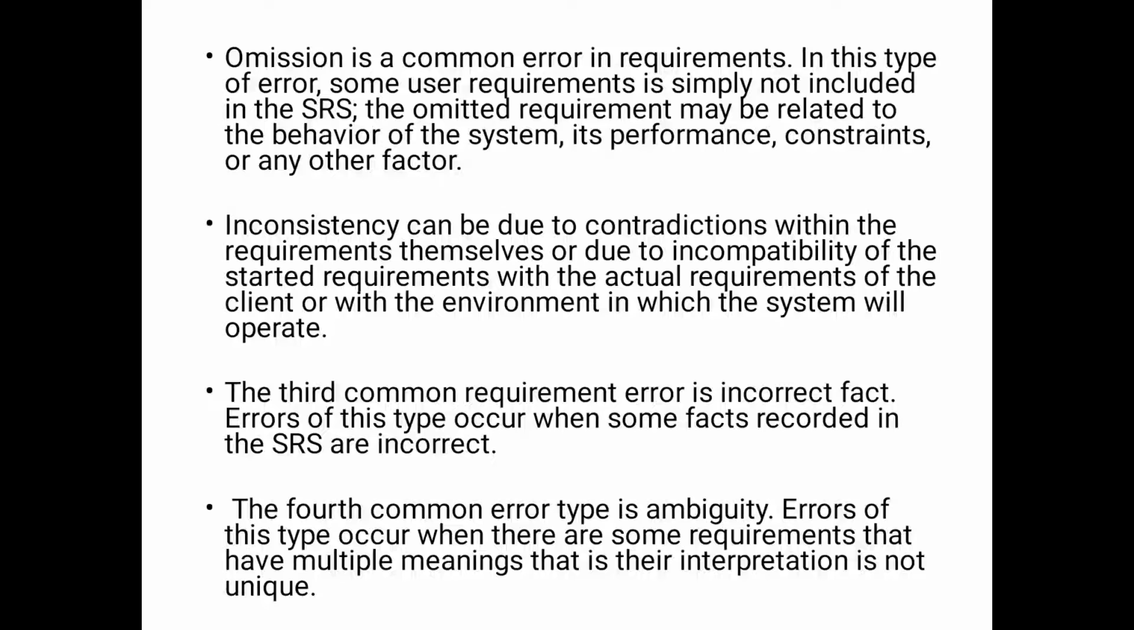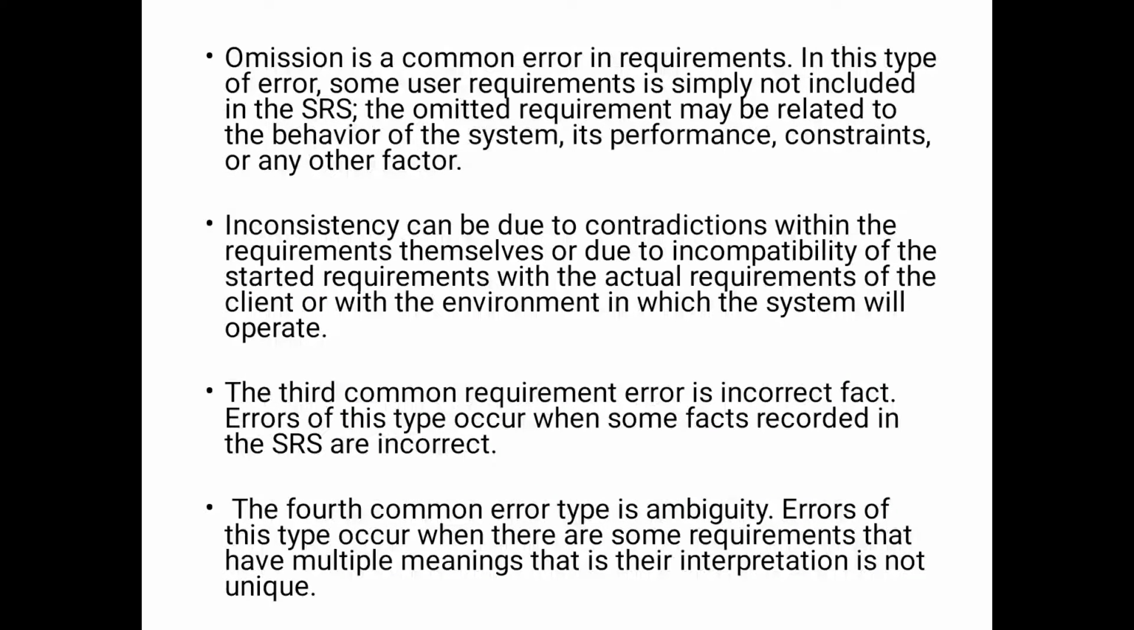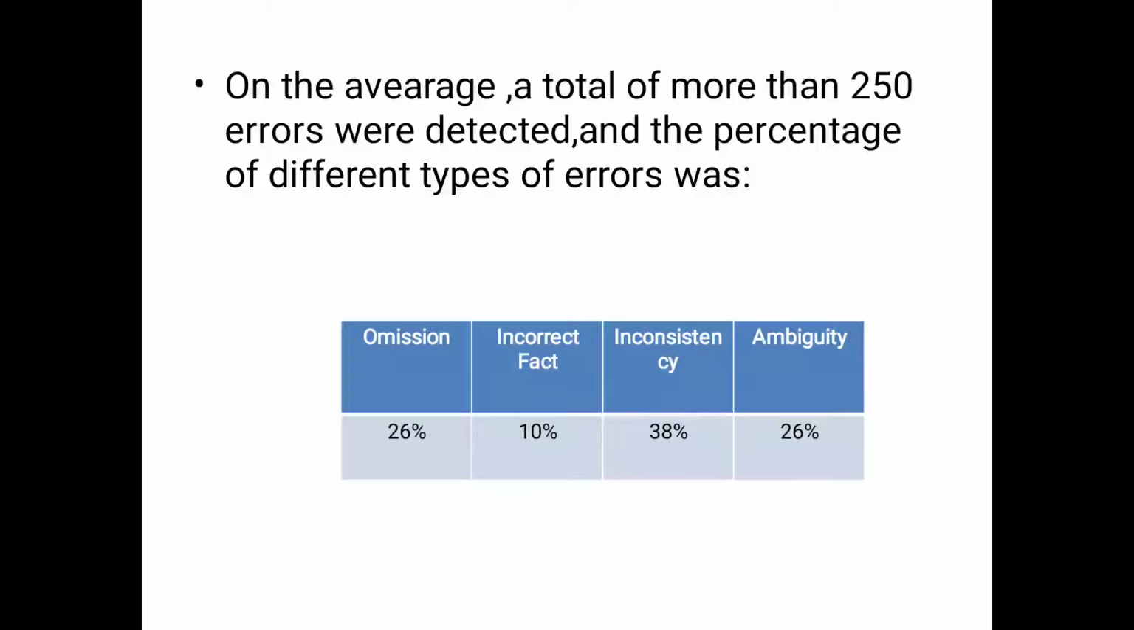Inconsistency is due to contradiction within the requirements themselves, or due to incompatibility of the stated requirements with the actual requirements of the client or with the environment in which the system will operate. So, this is a contradiction within the requirements. This is inconsistency. The third common requirement error is an incorrect fact. Errors of this type occur when some fact recorded in the SRS is incorrect.